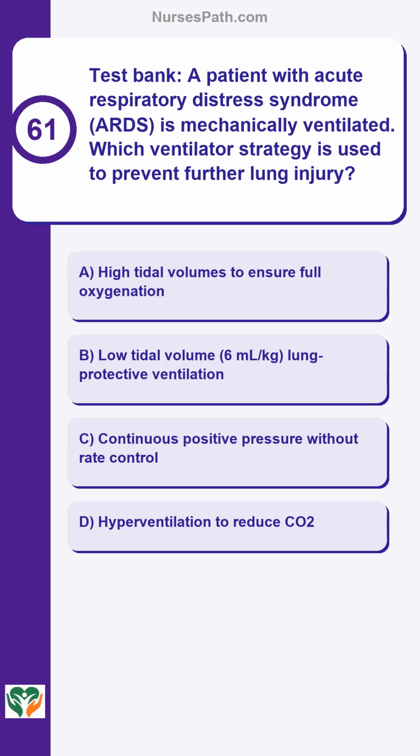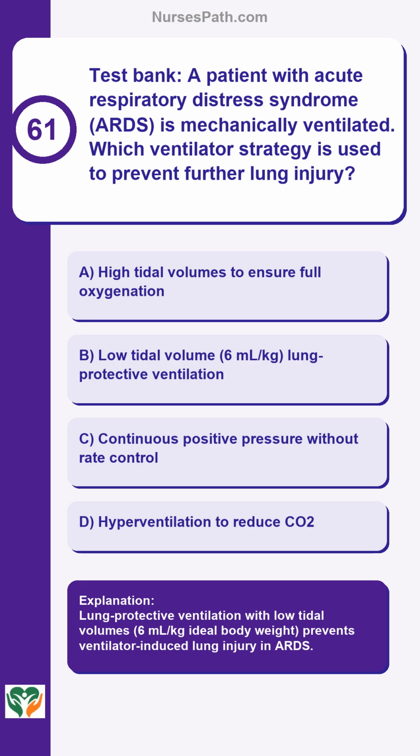Question 61. Test bank. A patient with acute respiratory distress syndrome, ARDS, is mechanically ventilated. Which ventilator strategy is used to prevent further lung injury? High tidal volumes to ensure full oxygenation. Low tidal volume, 6 ml per kilogram, lung protective ventilation. Continuous positive pressure without rate control. Hyperventilation to reduce CO2. Lung protective ventilation with low tidal volumes, 6 ml per kilogram ideal body weight, prevents ventilator-induced lung injury in ARDS.